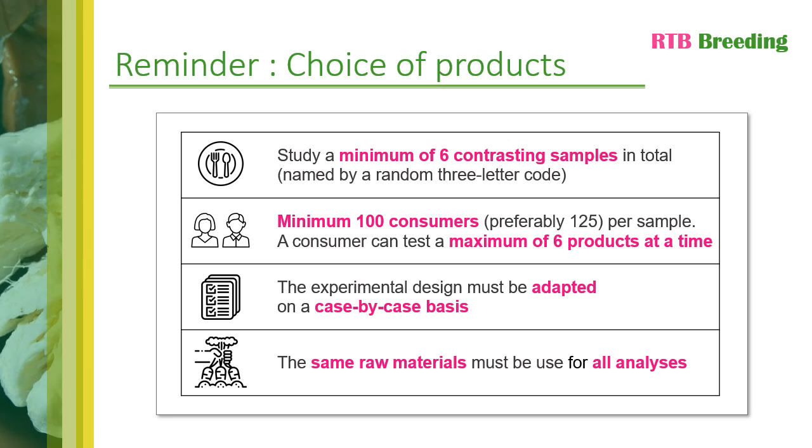Next, you need to interview a minimum of 100 consumers, bearing in mind that each consumer cannot test more than 6 products at a time. This is why you need to adapt your experimental plan according to the number of products you choose to study. Finally, you must absolutely use the same plant material to carry out your different analyses, in other words, the consumer test, the QDA analysis, and the physicochemical analysis.